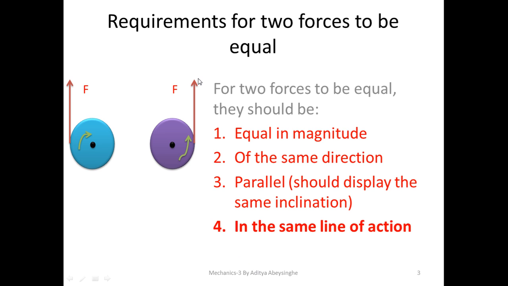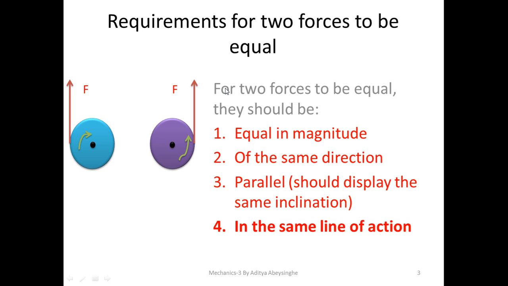Another important thing is that they should be parallel, or display the same inclination. Say this force is vertical and this force is also vertical, so they are equal in magnitude. That's why I have taken F and F here, and they have the same direction. But although they are in the same direction, they can sometimes be not parallel. What I mean by parallelism is that if this force is 30 degrees inclined to the horizontal, this force should also be 30 degrees inclined to the horizontal, and it should be of the same direction as well.